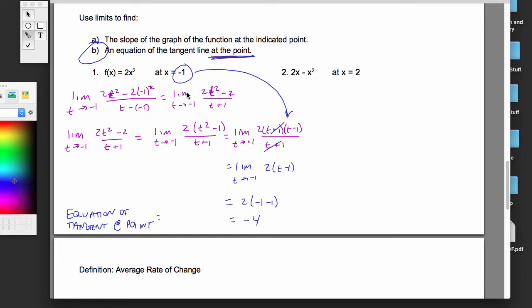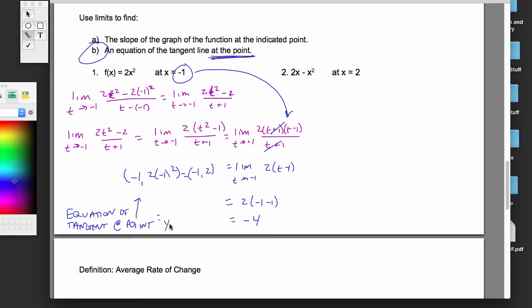Well, so I have a point, right? Or I can have a point. I have this x value. So the point is -1 comma 2 times -1 squared, right? Because that's my function. So I put in an x to get my y value. And so that's going to be -1 comma 2, right?